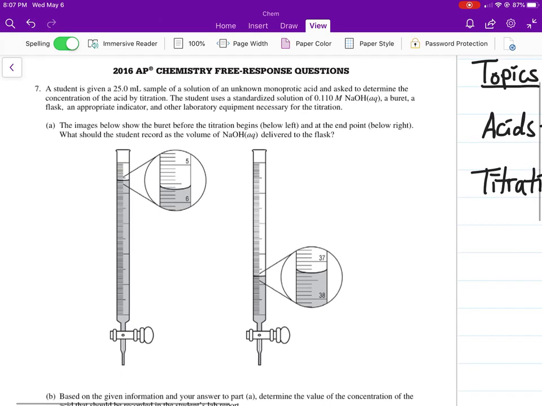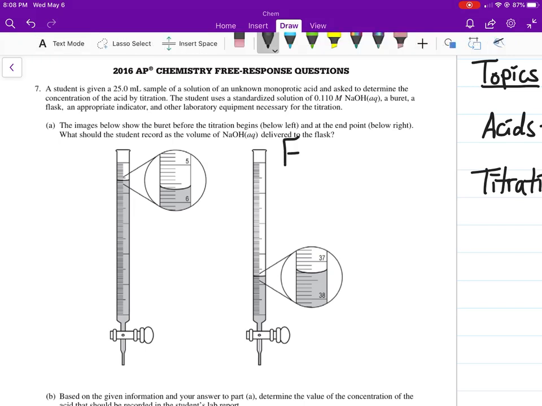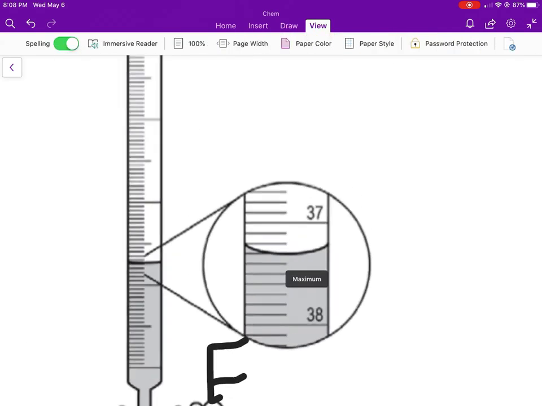Now part A reads, the images below show the burette before the titration begins, below left, and at the end point, below right. What should the student record as the volume of sodium hydroxide delivered to the flask? Okay, so to find the volume of sodium hydroxide added, you have to subtract the final measurement minus the initial measurement. So the final measurement is right here, and this is the initial measurement. So let's do the final measurement first.